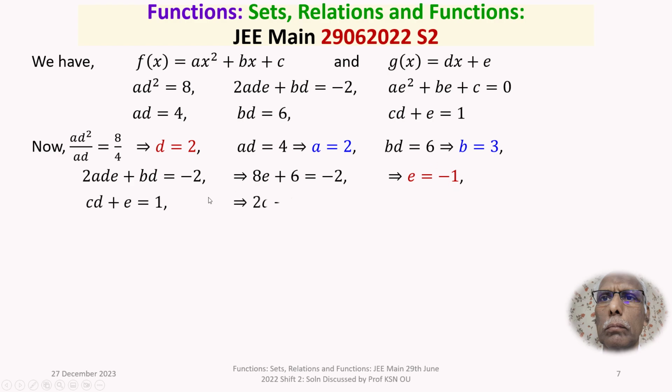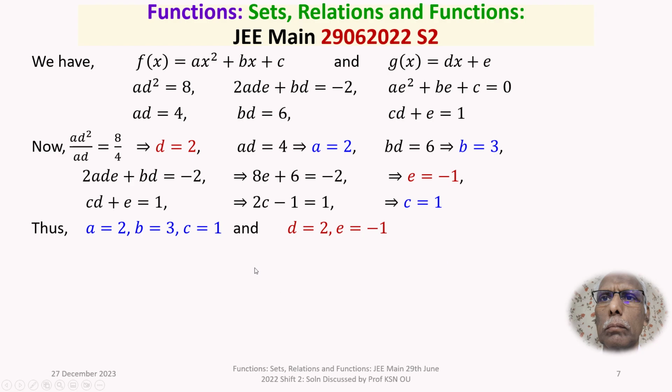So having got these values, go to CD plus E. In that D value you know, substitute. E value you know, substitute. You will get 2C minus 1 is equal to 1 and you will get C is equal to 1. Thus what we have, A is equal to 2, B is equal to 3, C is equal to 1 and D is equal to 2, E is equal to minus 1.